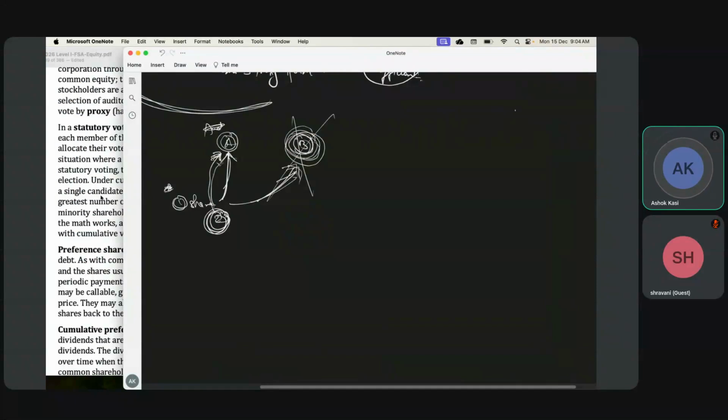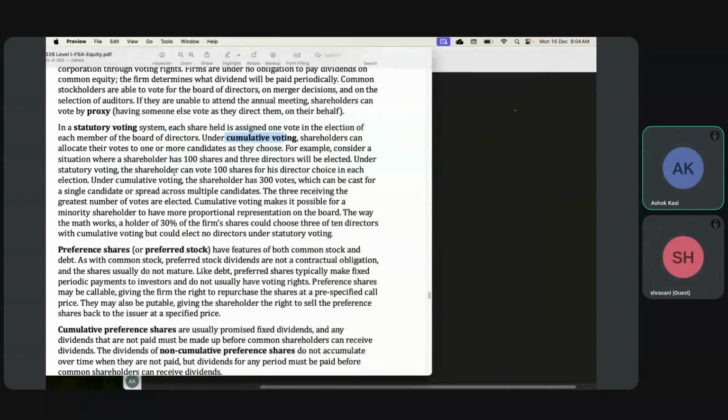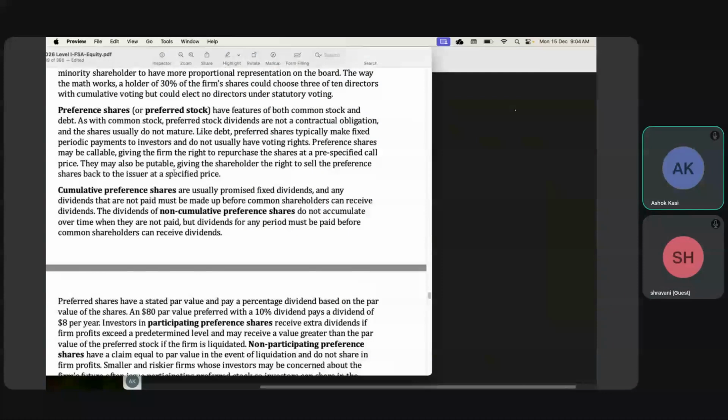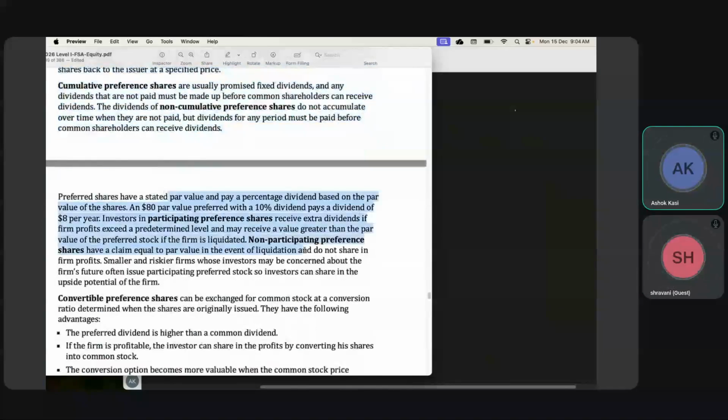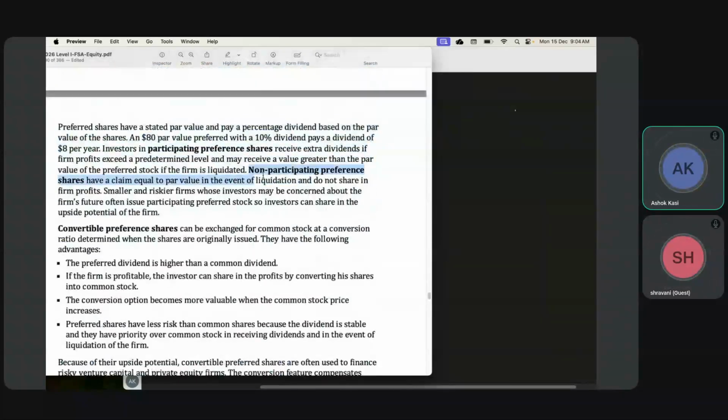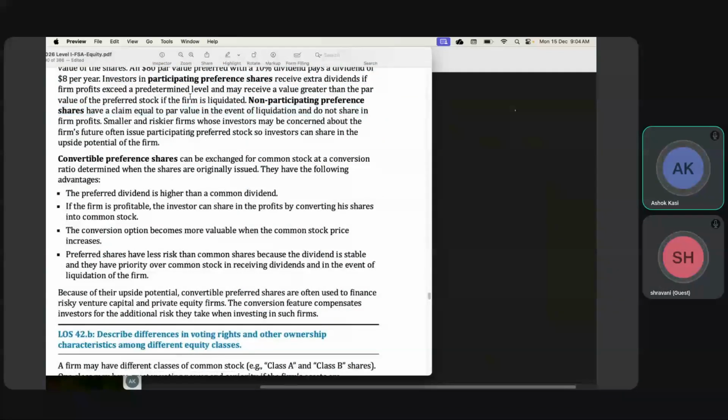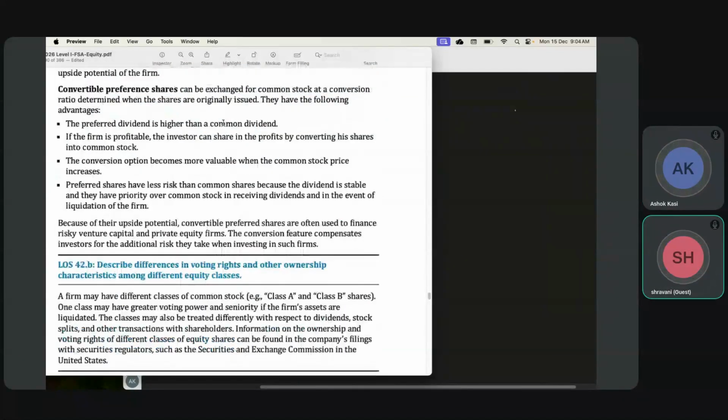Then it is called cumulative voting. So this way you can have a better say towards the decision that you want, and the decision that you are not interested in, you can leave that one. Then preferred stock, cumulative stock, all this. Yes, sir, I think we discussed this one last time. Yes, we did.